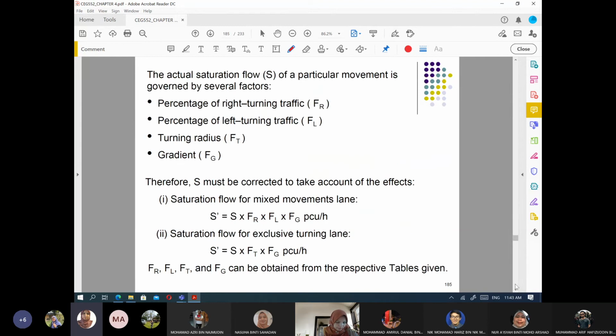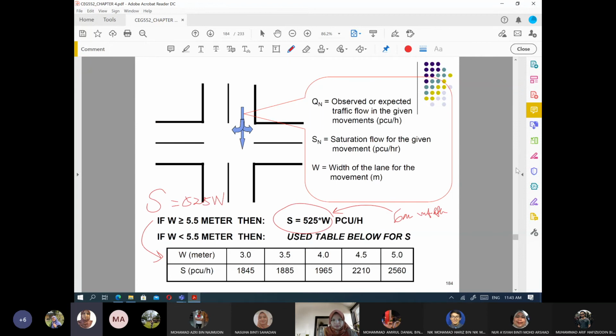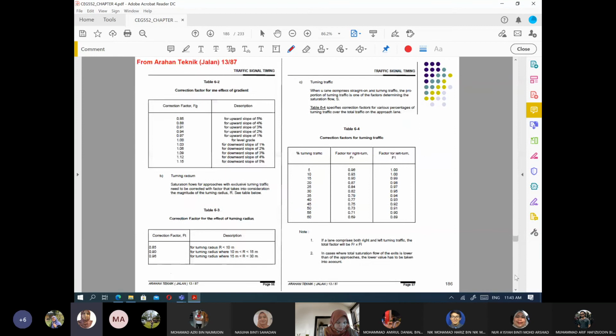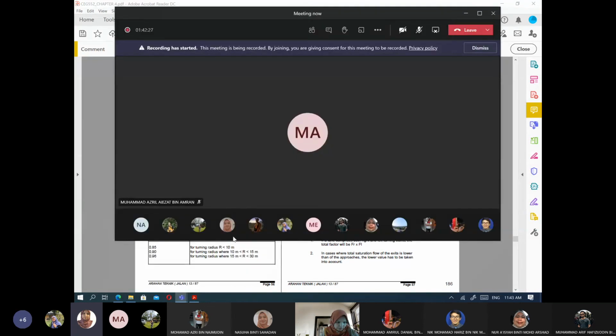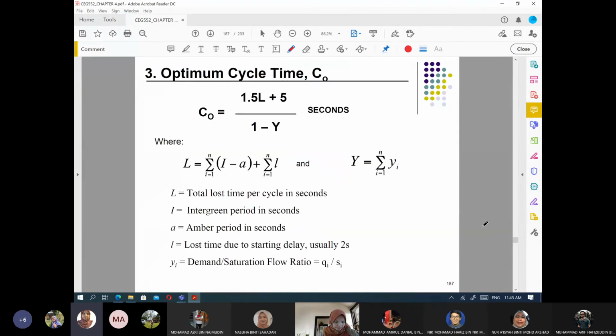Okay, this one I won't show. This one is more detailed on S, it's okay. Usually we only give S up to here. S equals 525W or from the table. Okay, this is something you can just read out from the Arahan Teknik Jalan. Is my slide moving or not? I can't see.